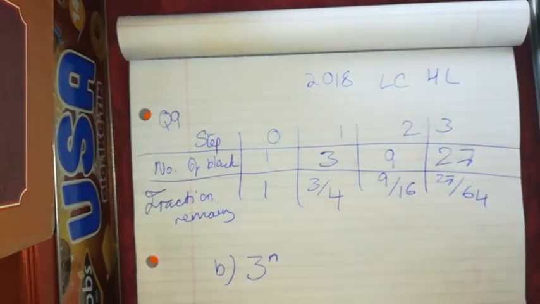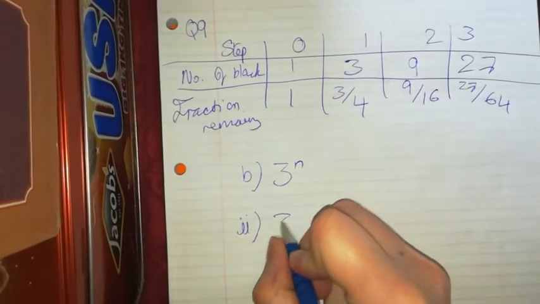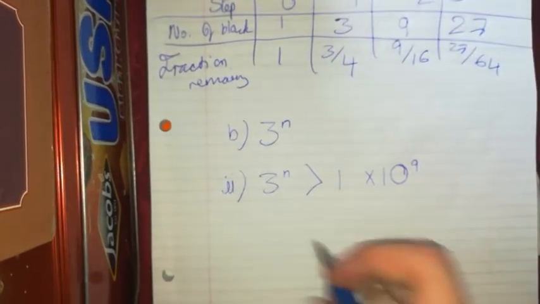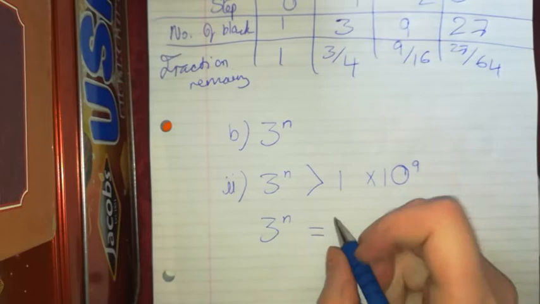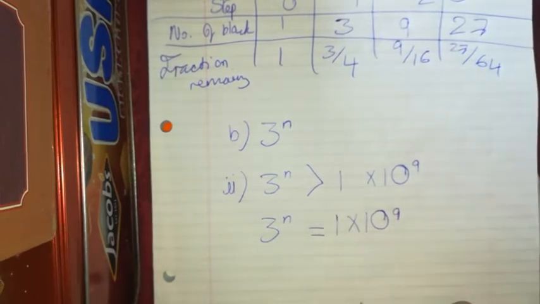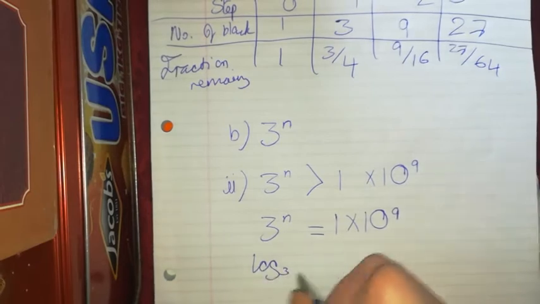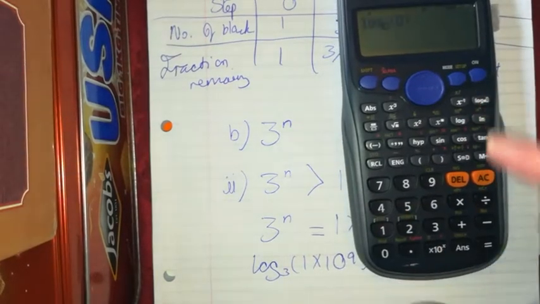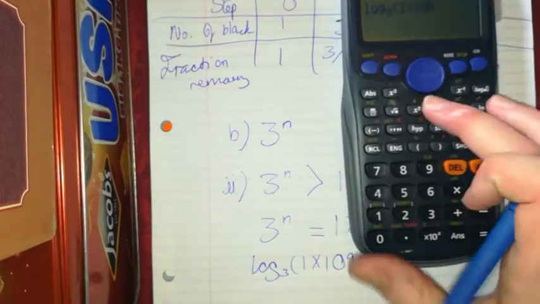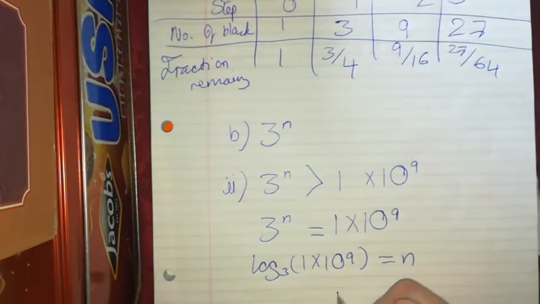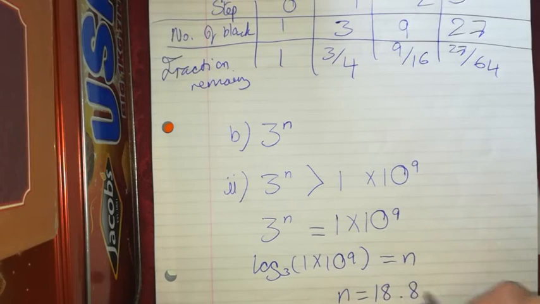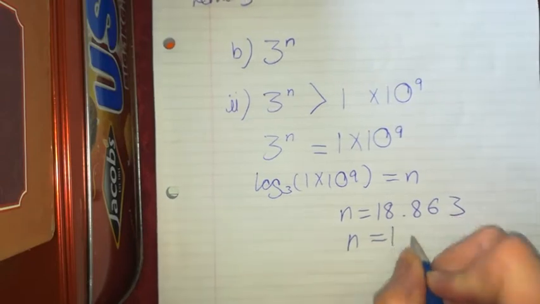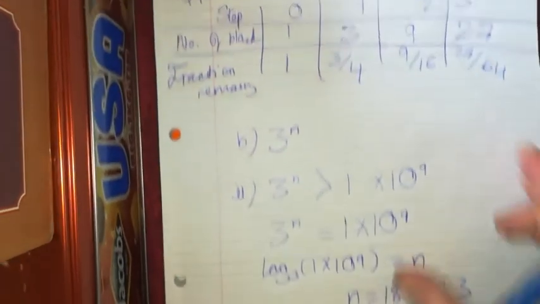So step k is the first stage when the number of black triangles exceeds 1 by 10 to the power of 9. So first I'm going to let it equal to. So 3 to the power of n is equal to 1 by 10 to the power of 9. So log base 3 of 1 by 10 to the power of 9 is equal to n. So log base 3 of 1 by 10 to the power of 9, and then I get that n is equal to 18.863, but they want the number when it exceeds 1,000 million. So the first stage that it exceeds it is going to be 19. And then step k is it.